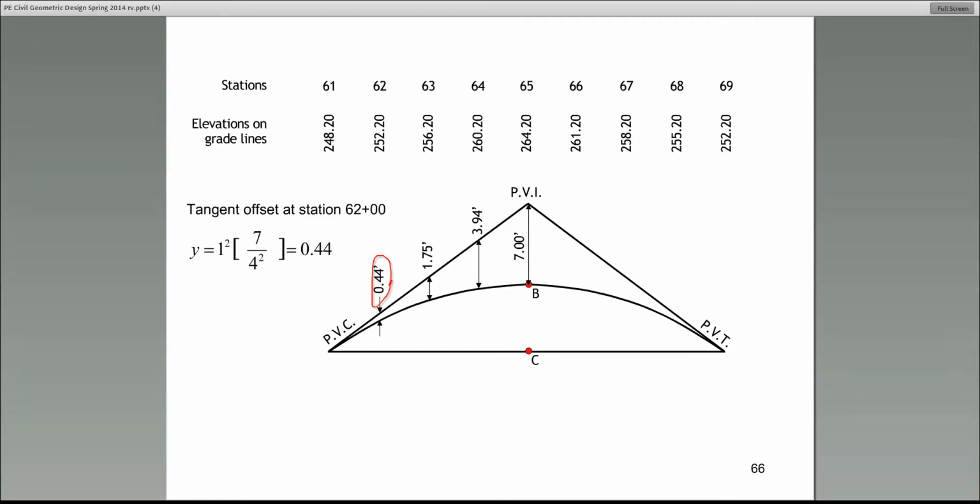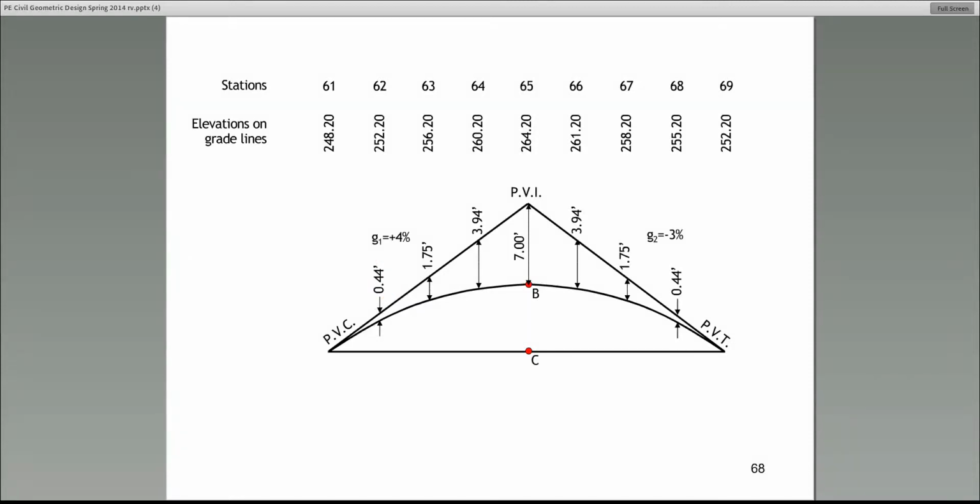Guys, this is a very popular question, tangent offsets, and as you can see, it's not that difficult, so please learn it. Now, parabolic curves are symmetrical. So everything on the left-hand side would be a mirror image of the right-hand side, regardless of these G values. Gradients are different, but the tangent offsets on the right-hand side and left-hand side would be the same, all right?